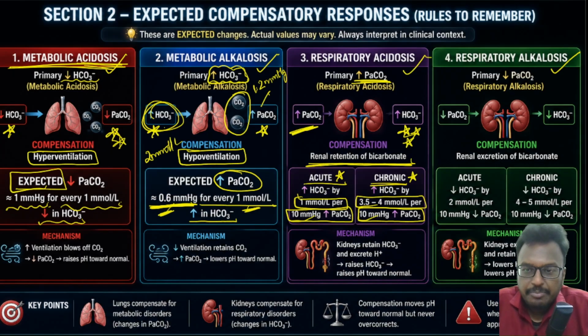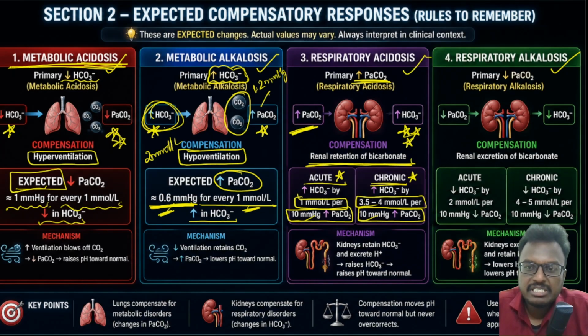So the primary defect here is that PaCO2 is increasing. To compensate for that, the bicarbonate level has to increase. But how much should it increase? For every 10 mmHg of PaCO2, the bicarbonate level should increase by 1 millimole per liter if it is acute compensation. If it is chronic compensation, for every 10 mmHg increase of PaCO2, it needs a 3.5 to 4 millimoles per liter increase of bicarbonate.